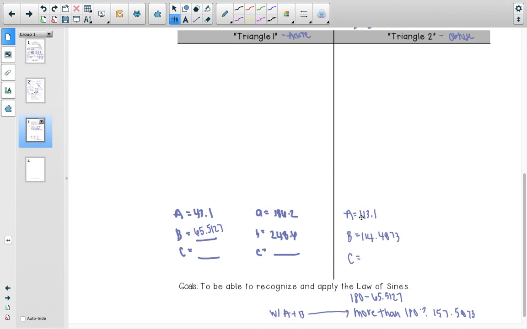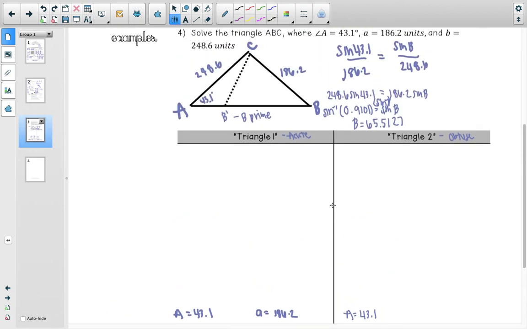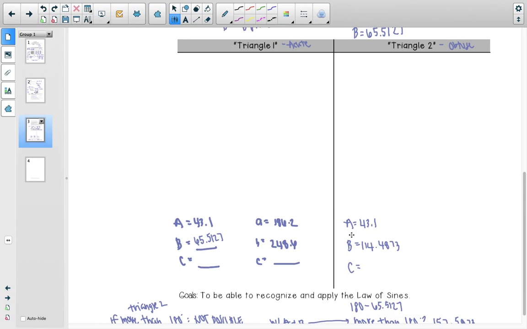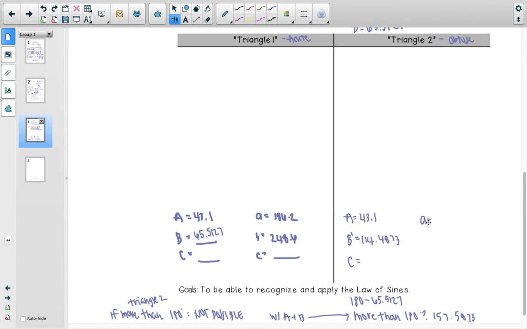If this was more than 180 degrees, then there is no second triangle, okay? So if it's more than 180 degrees for the second triangle, then it's not possible. But it's not more than 180. So with this information, and I'm going to put B prime here because this is like the second triangle, you can solve the triangles, but now you have to solve them separately using angle B.